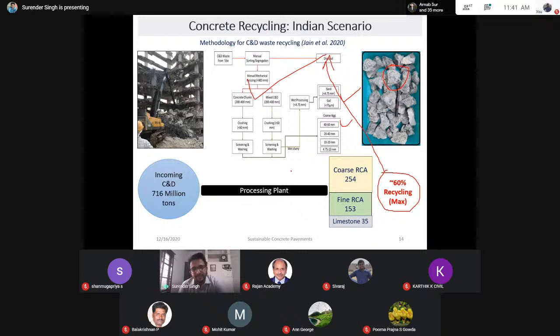And luckily in Chennai, we will be having two crushing plants. It has already been approved. In the next couple of months, you'll be seeing that in Chennai also, we'll be starting the recycling.